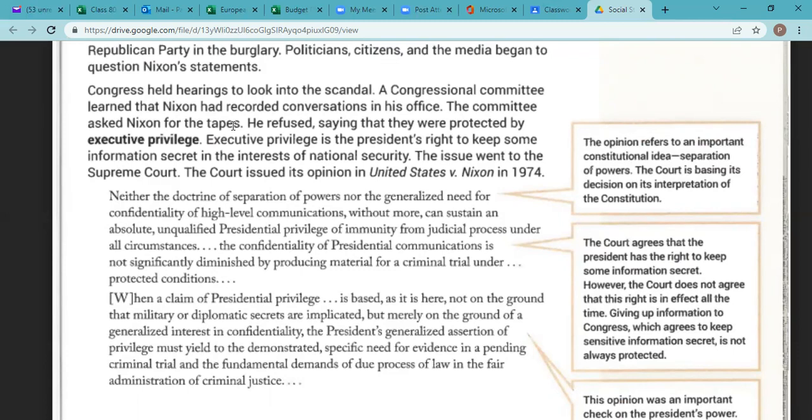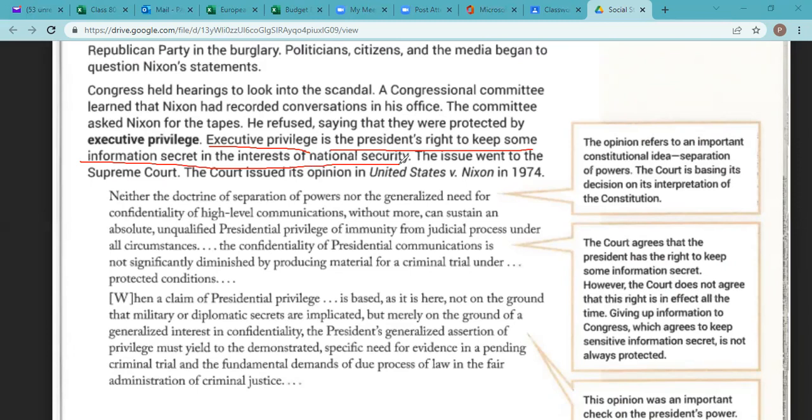All right. Now, Nixon said that they were protected by what's called the executive privilege. Trump also said that just recently when the congressional committee asked him for something. And I believe it had to do with the riots that happened. Okay. So the executive privilege, and I'm going to underline this, is the president's right to keep some information secret in the interest of national security.